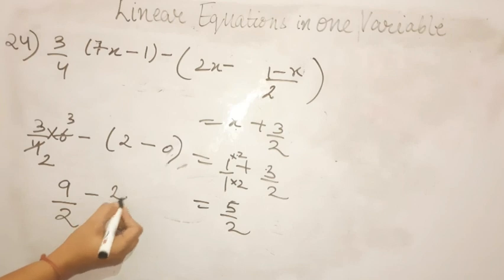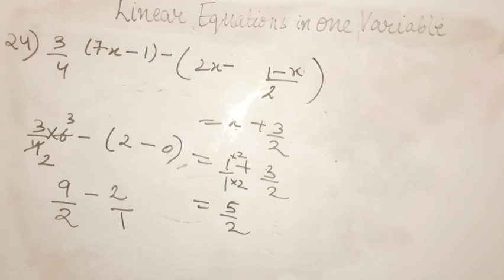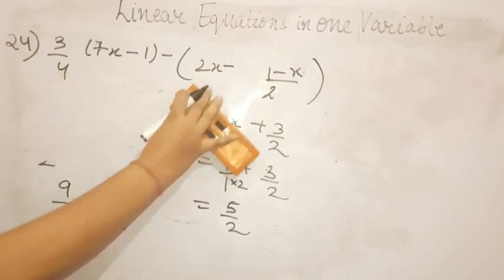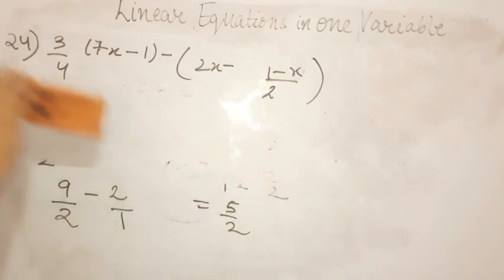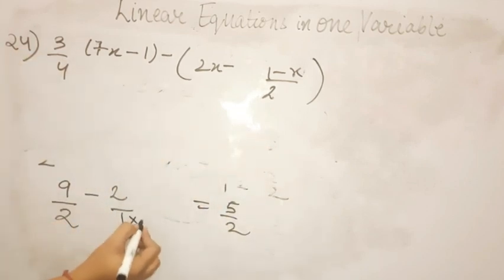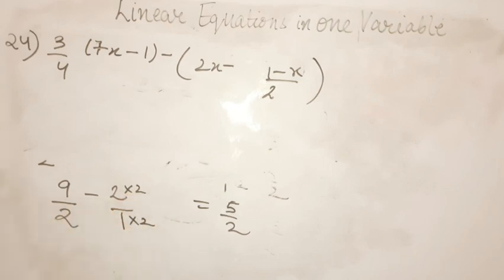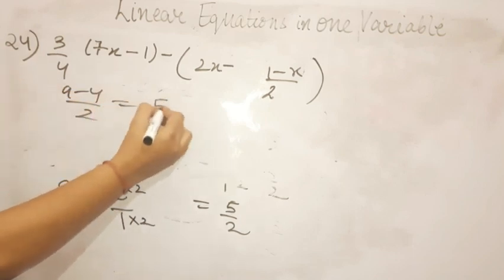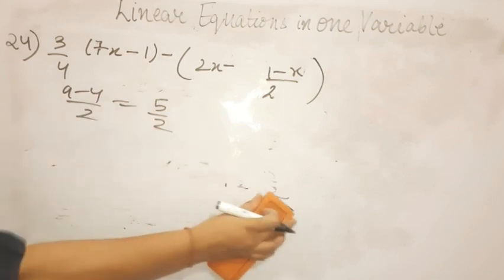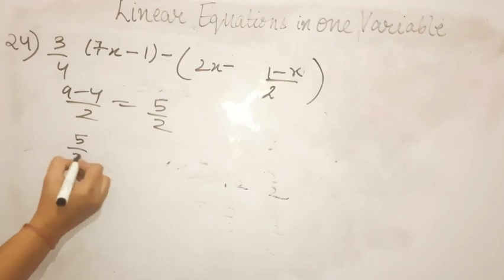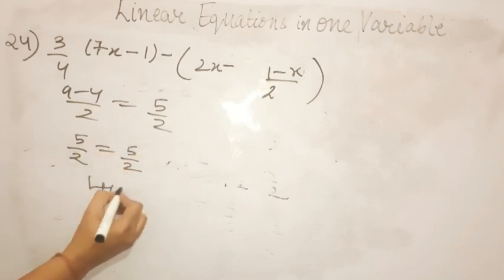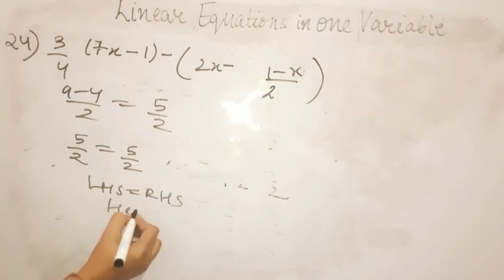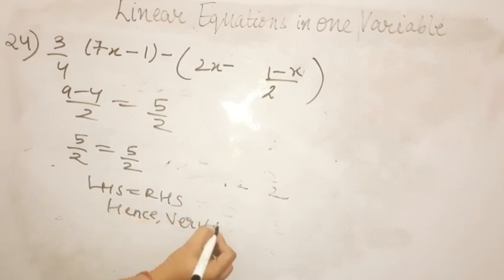9 upon 2 minus 2. This 2 is also not having any denominator. So by default I have to consider 1 as the denominator. Now writing down the next step. What is the LCM of 1 and 2? It is again 2, right? So to make it 2, I have to multiply the numerator and the denominator by 2. So 9 minus 4 upon 2 is equals to 5 upon 2. Now 9 minus 4 is 5. So it will be 5 upon 2 is equals to 5 upon 2. LHS is equals to RHS. At the end, what you have to write? You have to write hence verified.